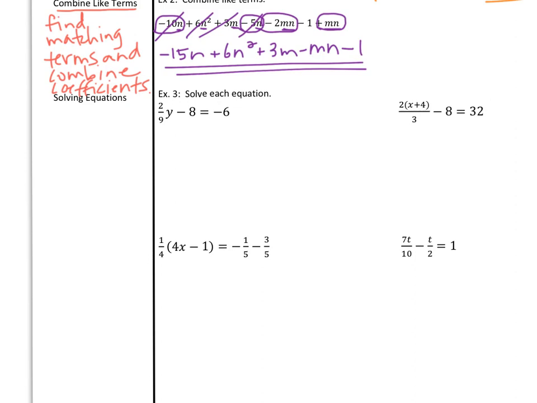Finally, when asked to solve equations, what you're looking for is isolating your variable. So we want to isolate the variable on one side and get everything else on the other. And we'll use our order of operations in reverse to make that happen. You'd want to get rid of anything that's being added or subtracted to the variable, and then anything that's being multiplied or divided. So maybe throw that in here, like the reverse of PEMDAS.